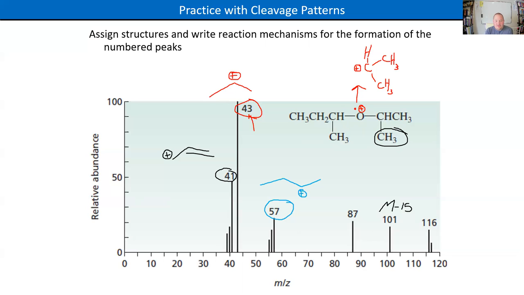A lot of times, especially with the bigger pieces, it's helpful to see what's missing. So if you take 116 minus 87, we get 29, this is our M minus 29. So what's M minus 29? Got rid of an ethyl group? We got rid of an ethyl group. Since we only have one good ethyl group, it's probably this one. Because we can't cut an ethyl off of the isopropyl side easily, right? Not by just breaking one bond.